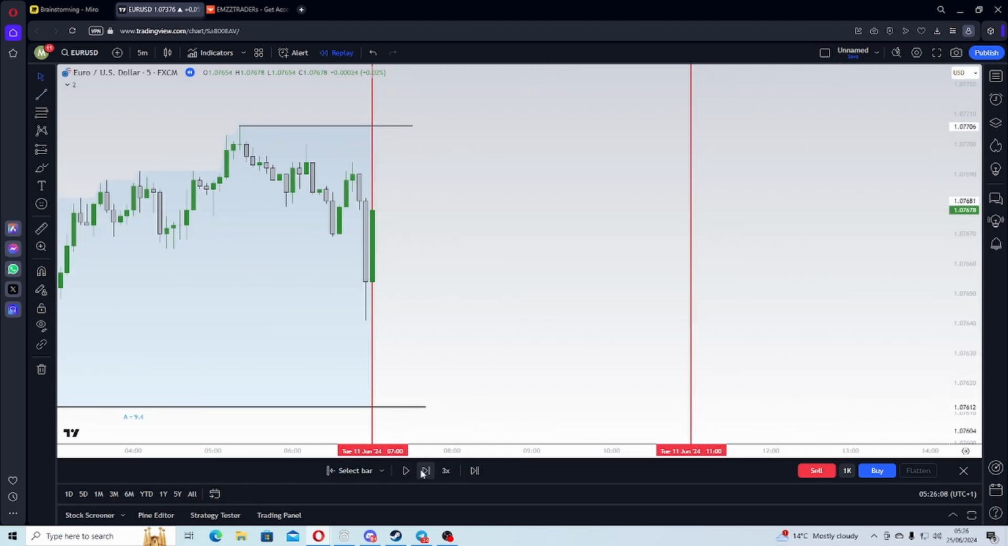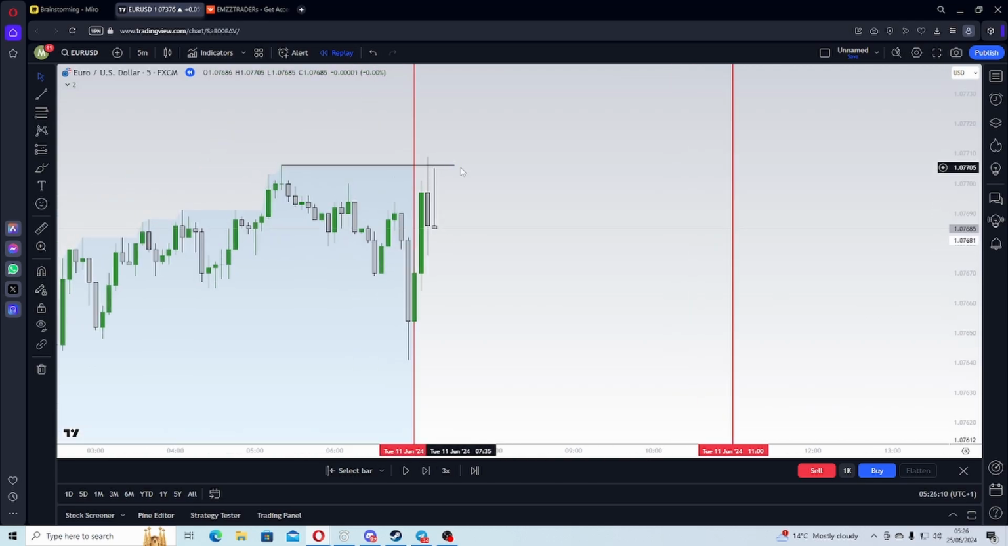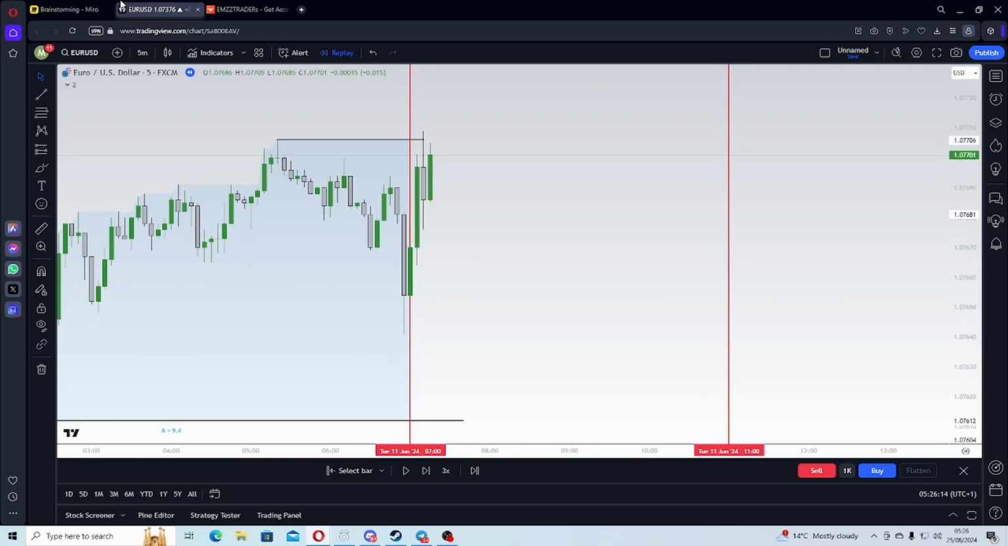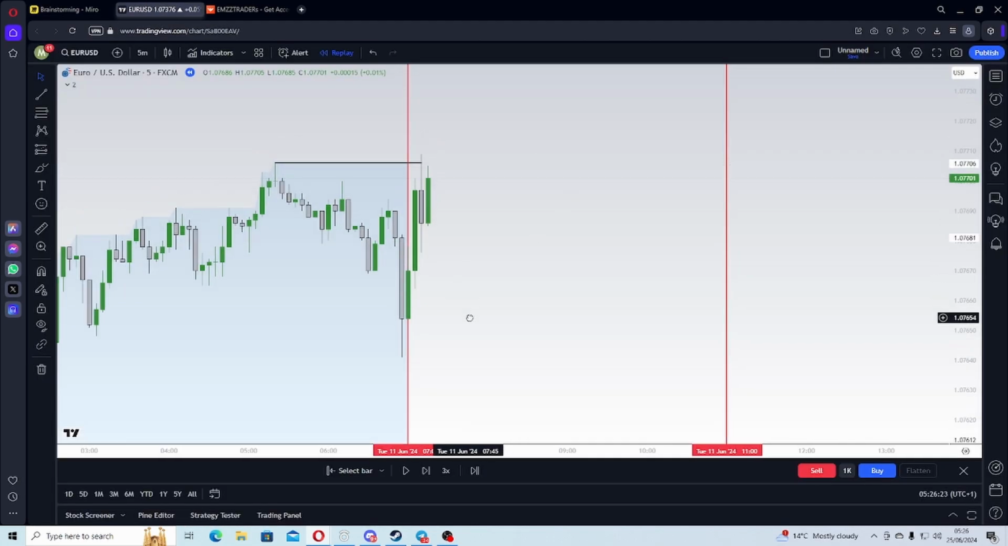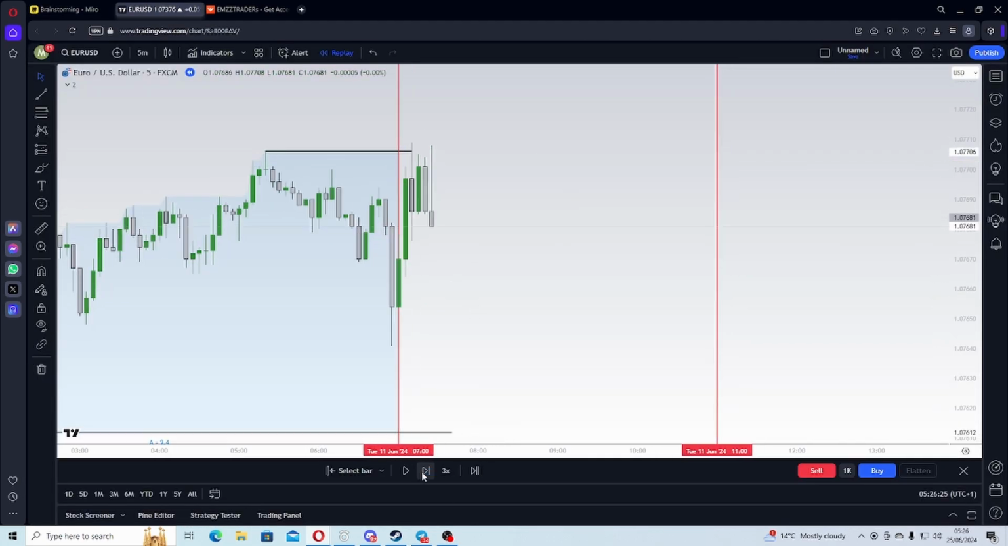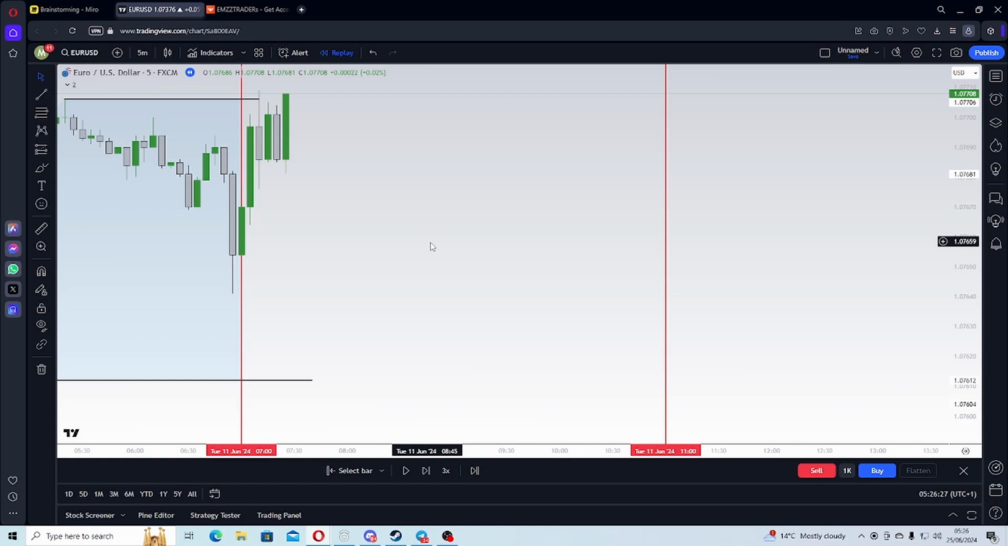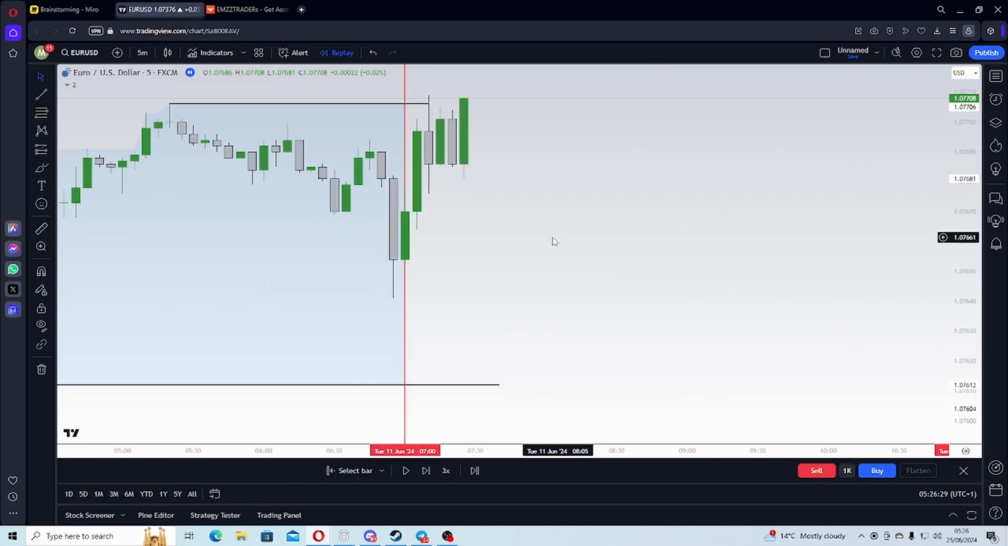As you can see, if I play price forward, the highs get swept right here, okay? Which means now I'm going to be looking for a sell. As you can see from here, we need to find a market structure shift with the displacement and execute on the fair value gap, okay? So now what I'm looking for is a market structure shift towards the downside. And where's the lowest low I can see is right here.